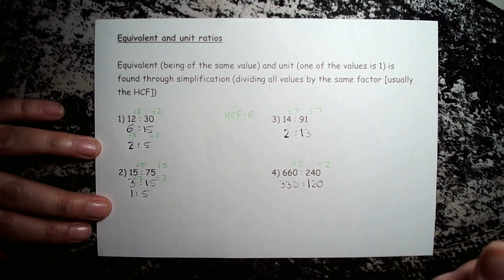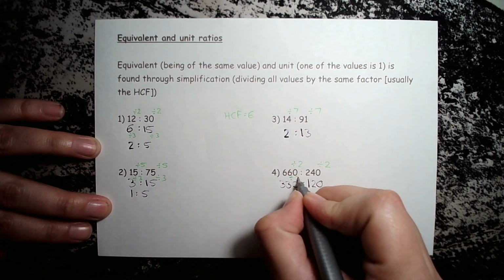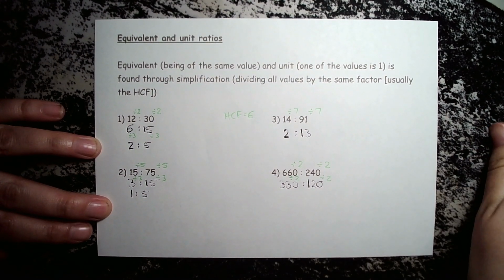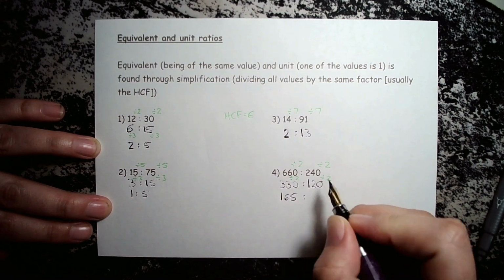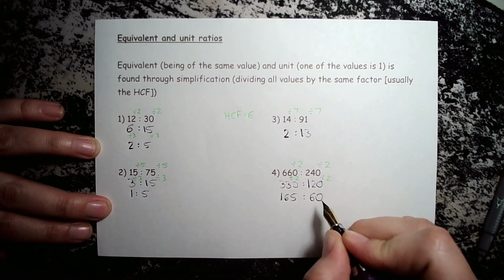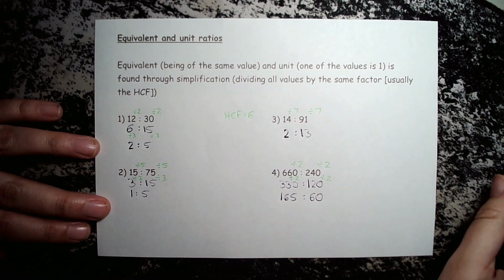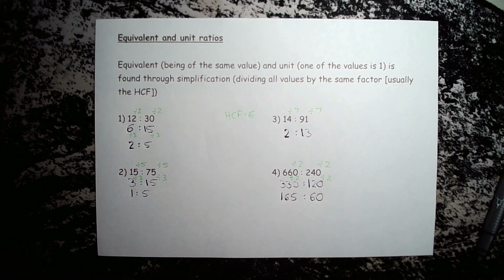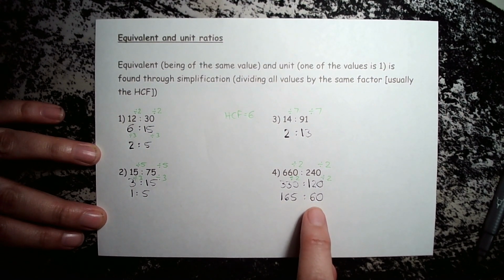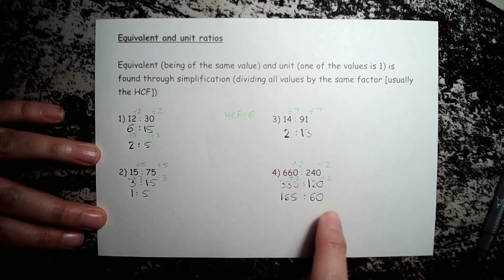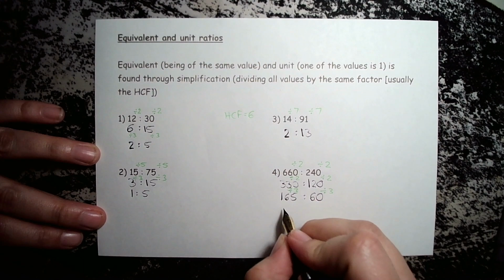330 and 120, both of these are even, so they can be divided by 2. Now we have 165 is to 60. Okay, so now we have 165 and we have 60. We can no longer divide by 2. We can try for 3. Can 3 divide into 165? 3 goes into 165 55 times, and into 60 it goes 20 times. So divide by 3.